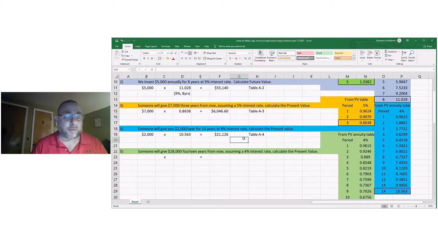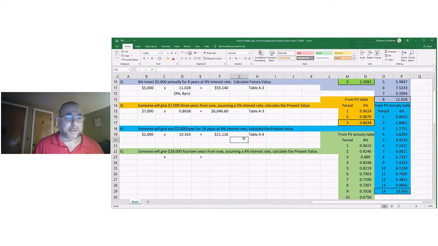So just for the heck of it, I threw a question number 5 at you. Someone will give you 28,000 14 years from now. Assuming a 4% interest rate, calculate present value. So which table are you going to look at? Are you going to look at A1, A2, A3, or A4? Well, remember, 2 of the tables calculate future value, 2 of the tables calculate present value. So the question says calculate present value. So that eliminates A1 and A2. So you're looking between A3 and A4.